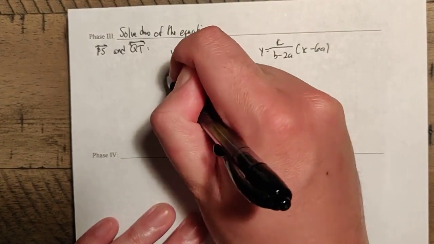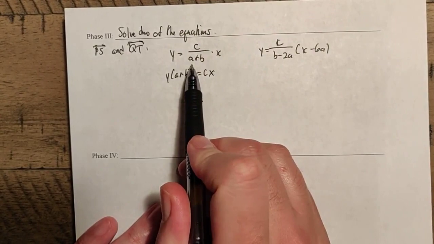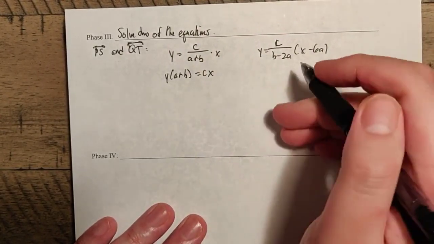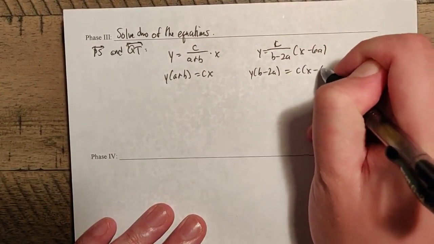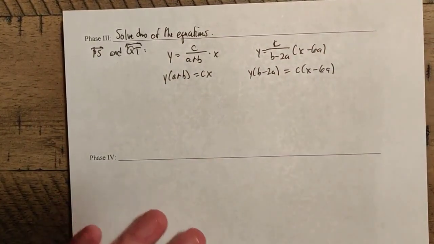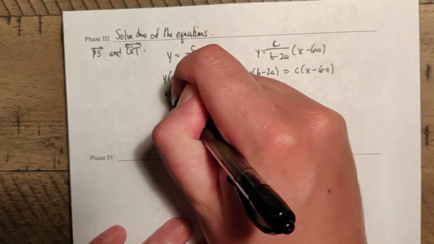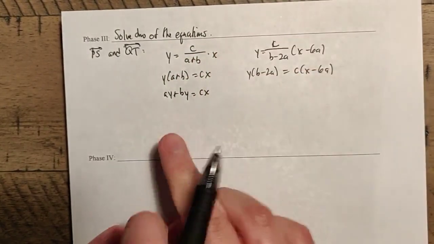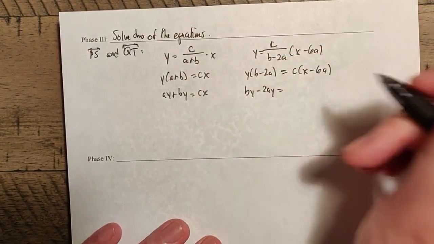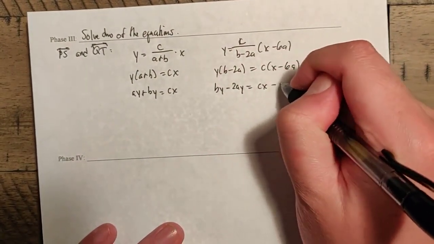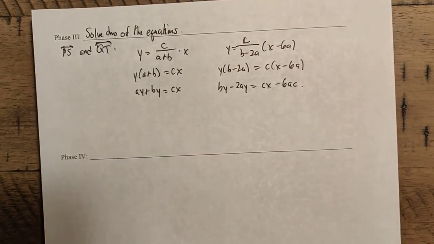So now this becomes y times (a plus b) equals cx. All I did was multiply by a plus b on both sides. Over here, we'll do the same thing. So this becomes y times (b minus 2a) equals c times (x minus 6a). Now let's get rid of parentheses, unpackage these. So this becomes ay plus by equals cx. And then we have by minus 2ay equals cx minus 6ac, right? All I did was unpackage everything and look at the distributed terms.